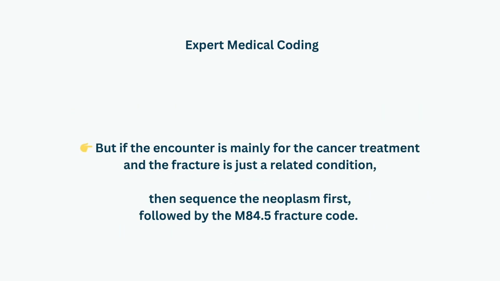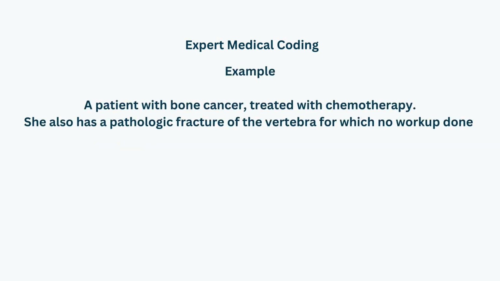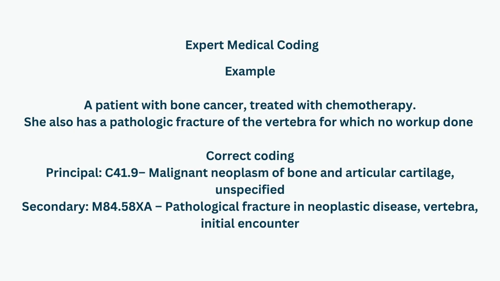But if the encounter is mainly for the cancer treatment and the fracture is just a related condition, then sequence the neoplasm first, followed by the M84.5 subcategory fracture code. Let us see an example here. A patient with bone cancer is treated with chemotherapy. She also has a pathological fracture of the vertebra for which no workup was done in this visit. So the correct coding here will be: principal diagnosis, give it as C41.9, malignant neoplasm of bone and articular cartilage unspecified, and secondary diagnosis as M84.58XA, pathological fracture in neoplastic disease, vertebra, initial encounter.